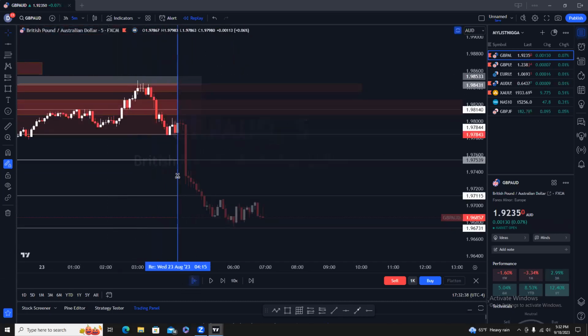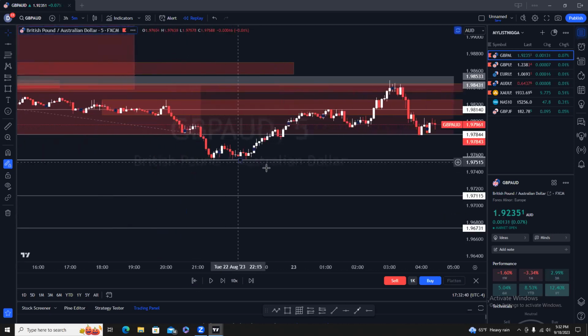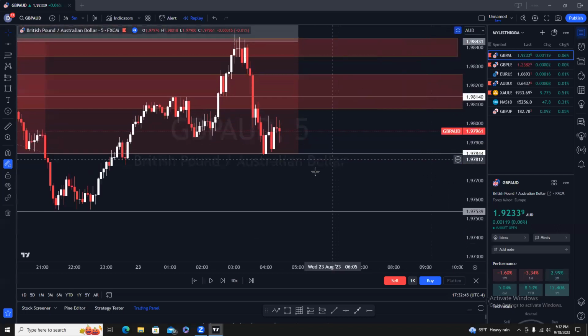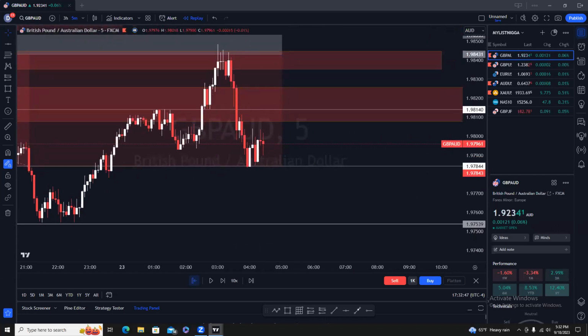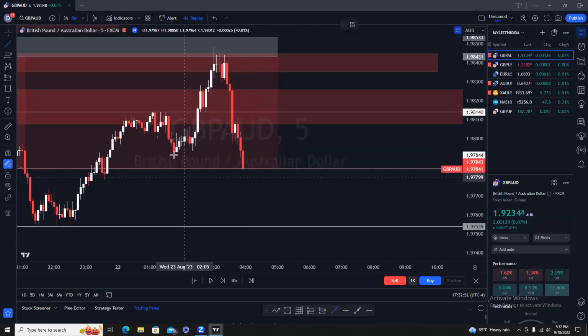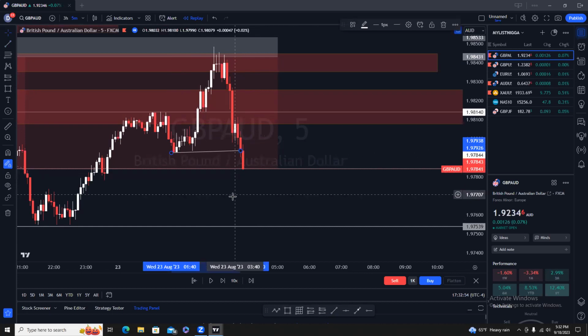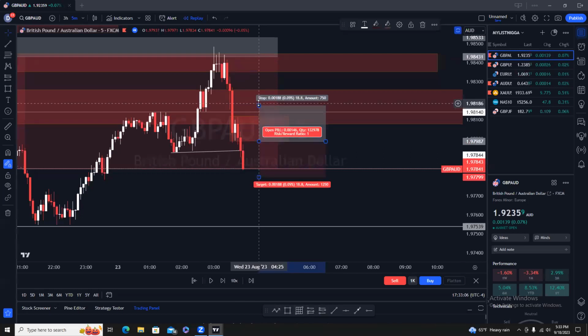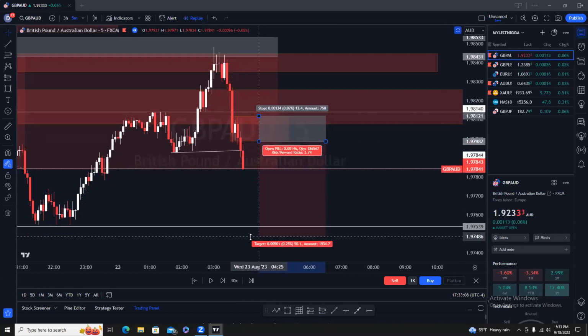All right. And this is our resistance area. We had a 5-minute supply right here. We had this break of structure, just like that. And we had our 5-minute supply. All right. We are selling from here. Stop loss. Take profit, first key level, or this key level.